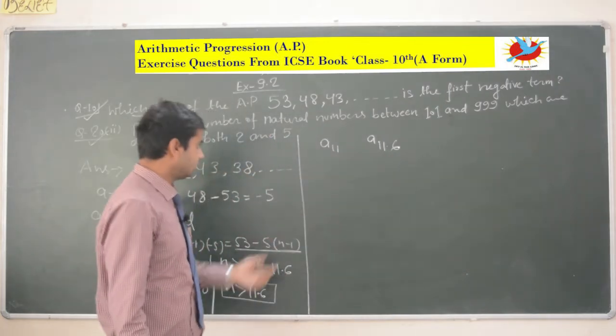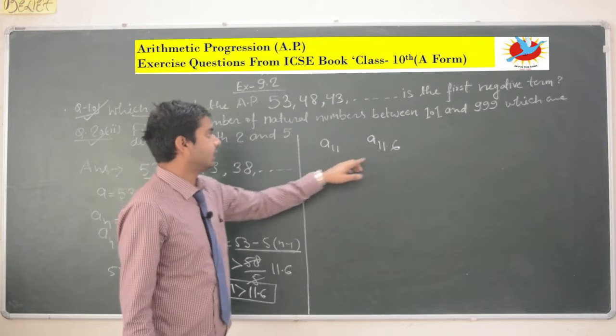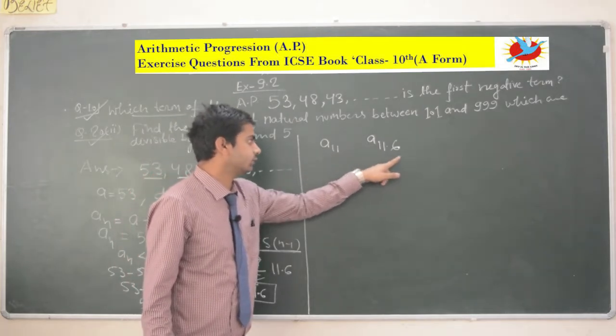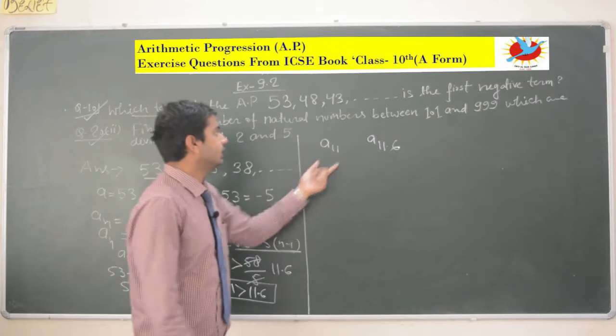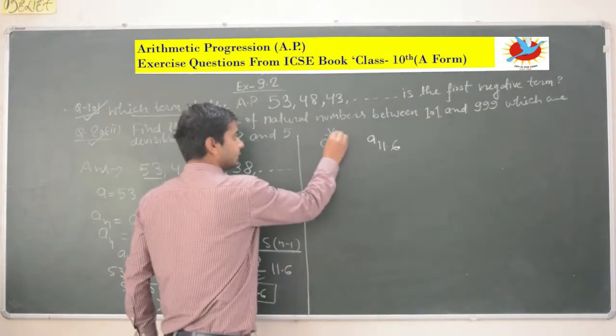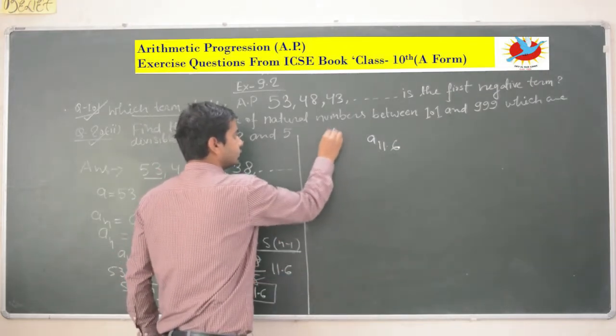A11 is positive and A11.6 would be negative. The first negative term would be A11.6, but that position does not exist. So A11 is positive, and we cannot take it because it is positive.